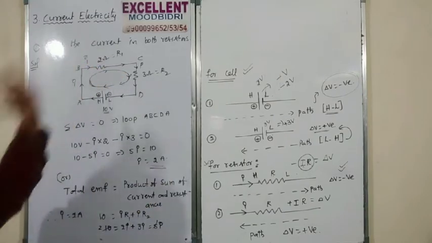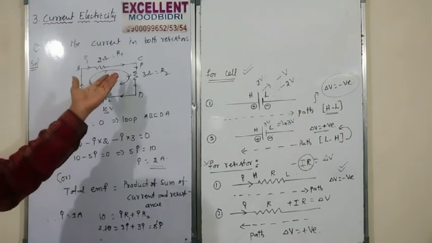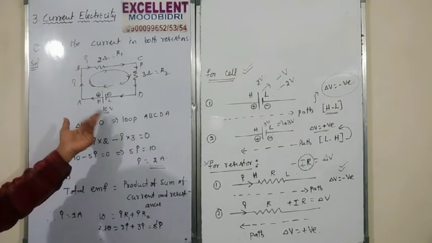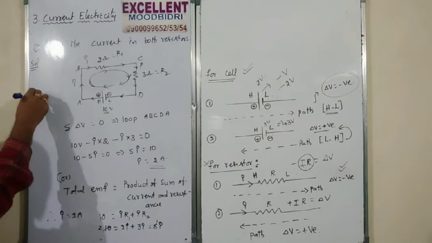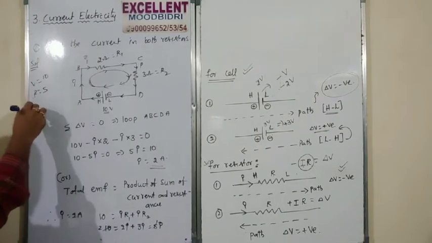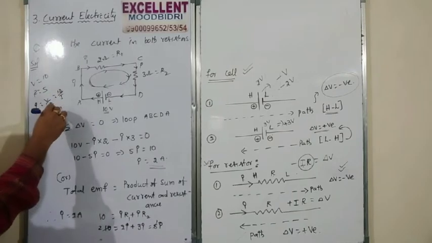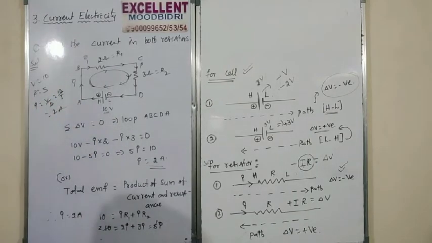The series combination also gives it directly. In series, 2 plus 3 is equal to 5. V is equal to 10. R is equal to how much? 5. V is equal to 10. I is equal to how much? V by R, 10 by 5, is equal to 2 amperes. Simple circuit. That's why it's easy. Right? That is one method.